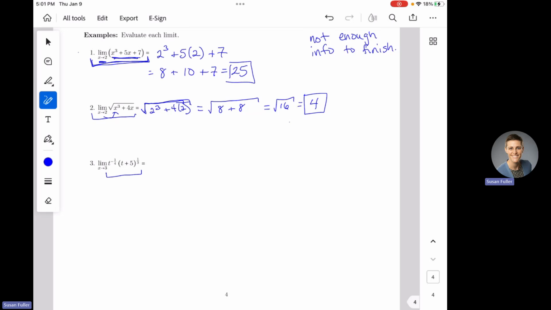We're going to plug this in. We're going to get 3 to the negative 1/4 times 3 plus 5 to the 1/3 power. We're going to plug it in. Now we just have to evaluate this.